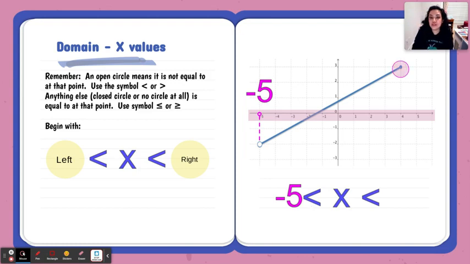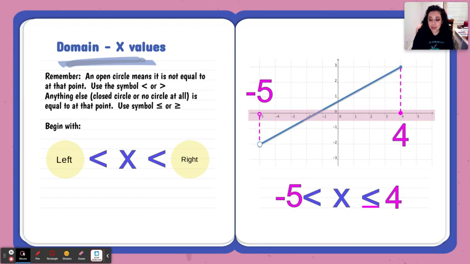Okay, so now we go to the furthest right point. So here's my furthest right point on this line. And I bring that to the x-axis, and notice it lands on +4. So +4 is the furthest right point of this function. I go and look at the end point, or what there is there. It's not an open circle, it is a closed circle. So that means it is going to be equal to at that point. So I put my little line underneath the less than sign.